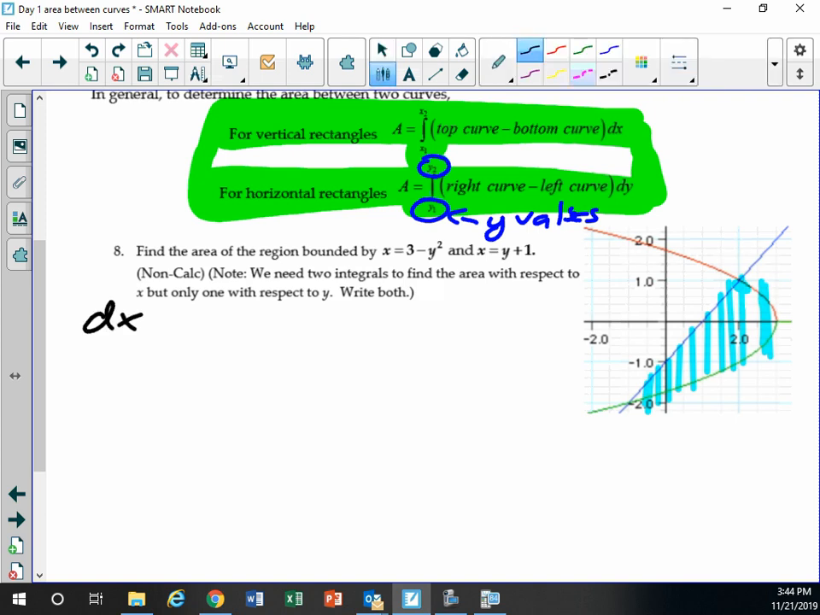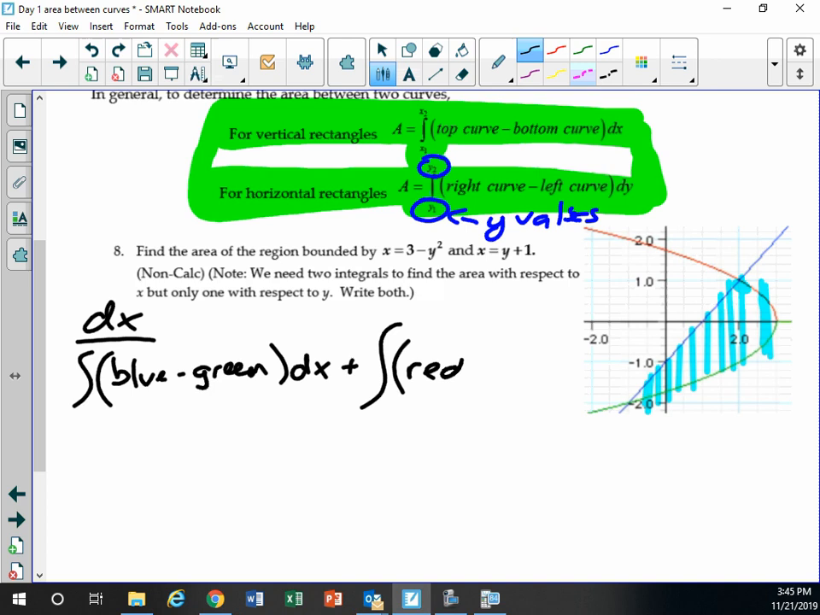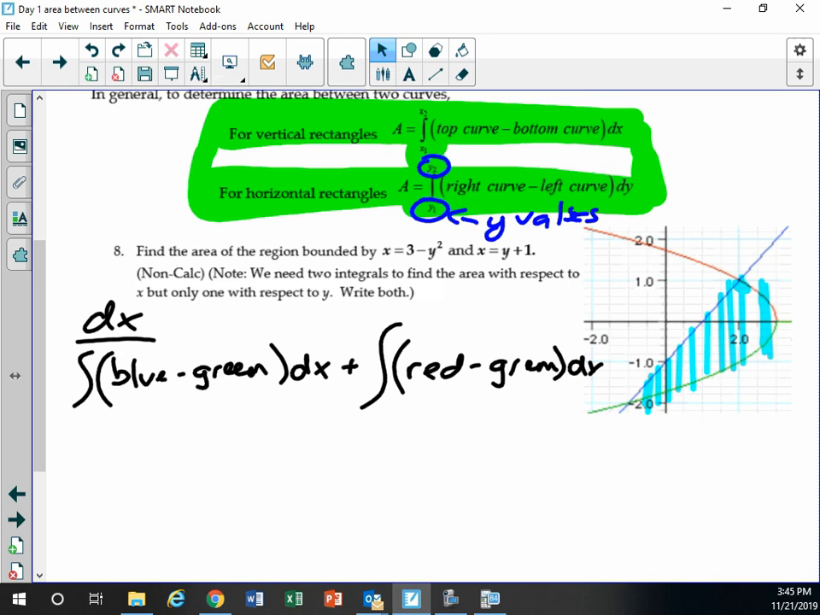So if you were doing dx, it is going to be blue minus green dx plus red minus green dx. And if you're talking about dx, let's talk about these equations. So I have x equals, oh, no, it's not.